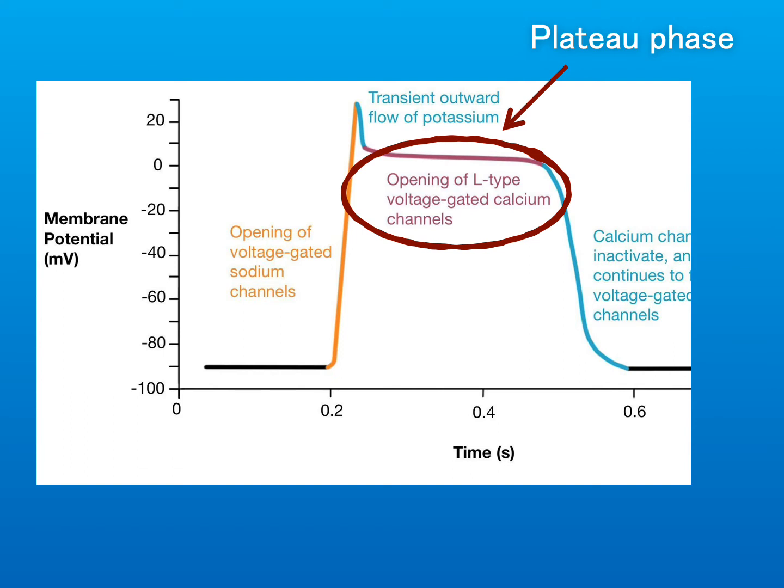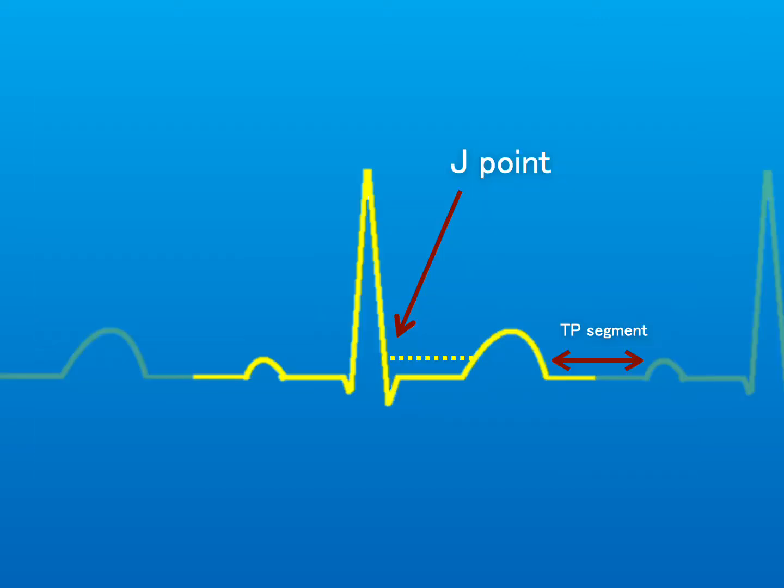Now, this segment can be altered, meaning elevation or depression of the segment, in a variety of conditions. When we're measuring the movement of the ST segment, so ST elevation, for example, we measure at the J point. And importantly, we compare it with the TP segment, especially if there's only subtle ST elevation. It's better to use the TP segment.